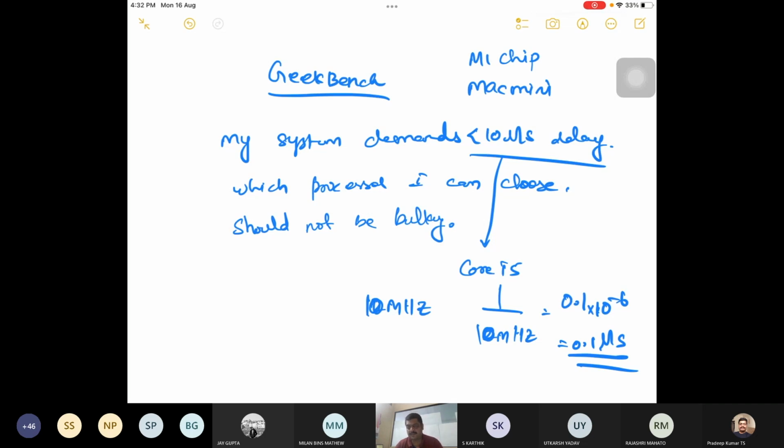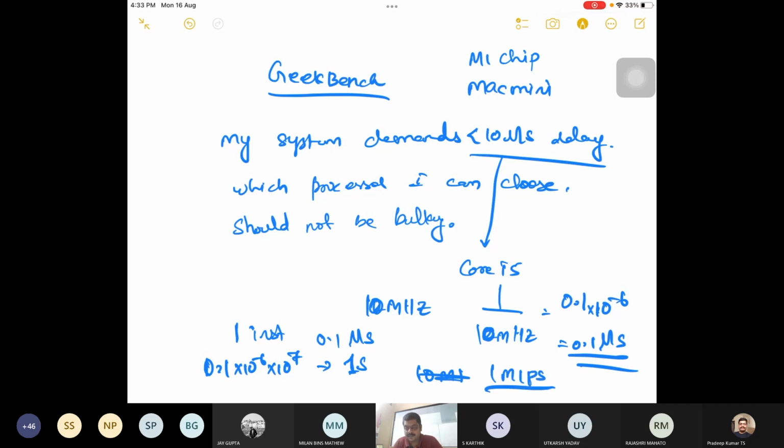That means each instruction on my computer operates at 0.1 microsecond. So what happens in 1 second? 0.1 into 10 power minus 6 into 10 power 7. So how many instructions can I execute? That's what I call 10 MIPS. Sorry, 1 MIPS. 1 MIPS means 1 million instructions per second.